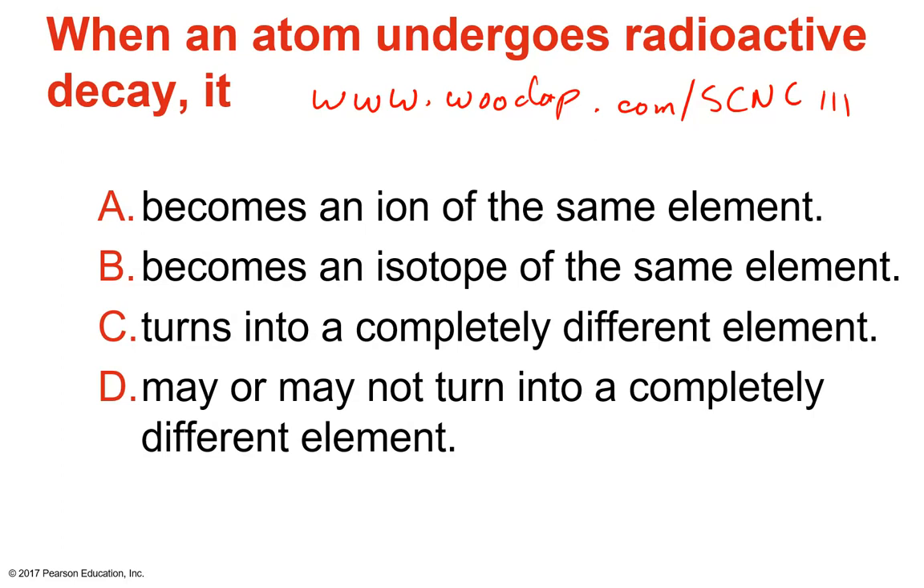What's an isotope again? Okay, what's an isotope? An isotope is an atom that has the same number of protons, but a different number of neutrons.